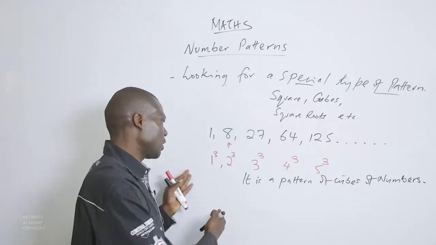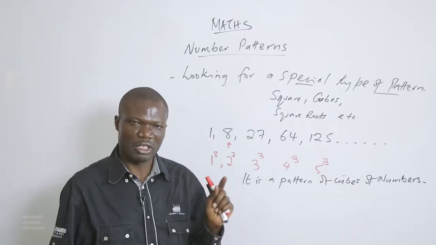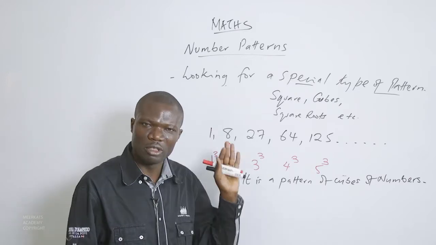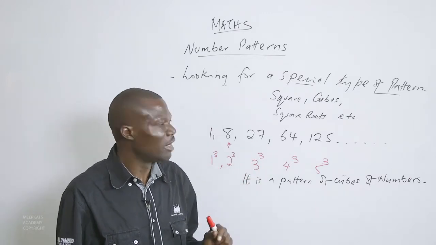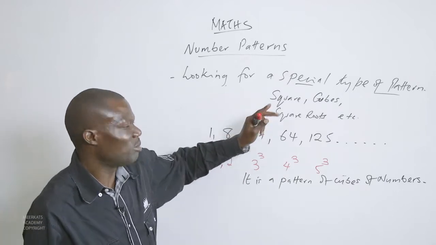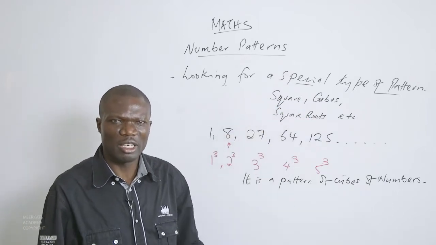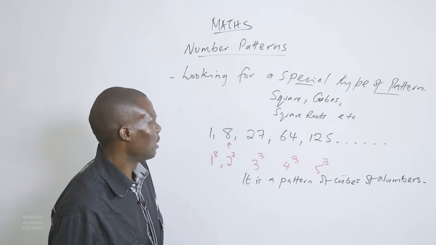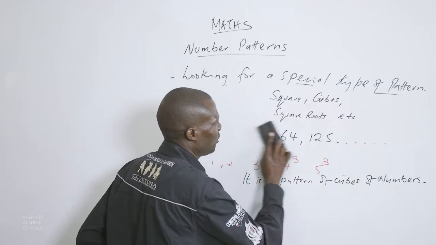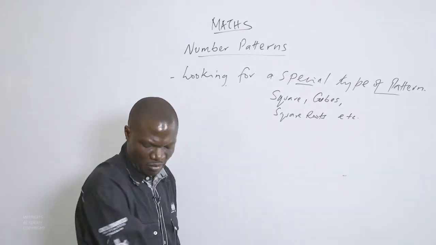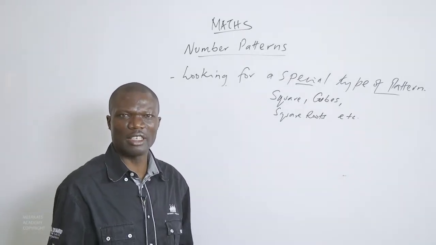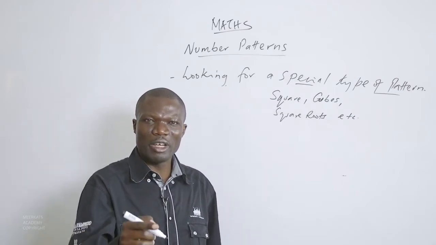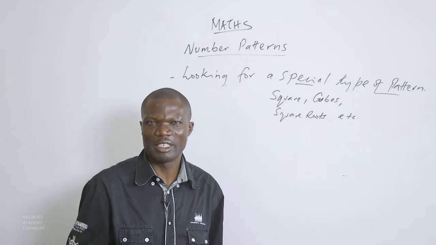So the number is increasing, 1, 2, 3, and so on, but with a cube. 1 cubed, 2 cubed, 3 cubed, and so on. So this is simply an example of maybe a special type of pattern. And not just that, we can also develop our own number using the squares. And now we want to develop the one for the squares, but this time we bring about two relationships in it.